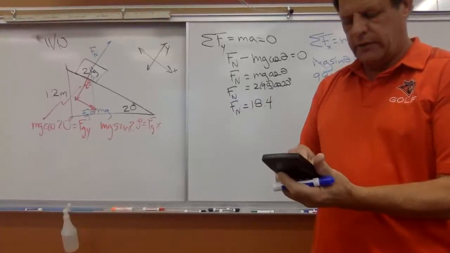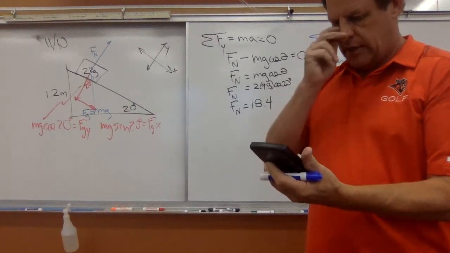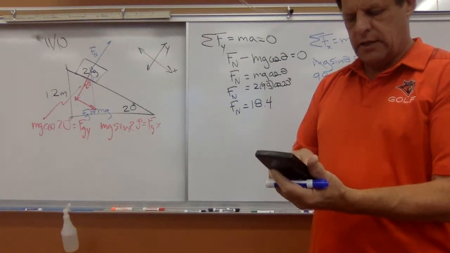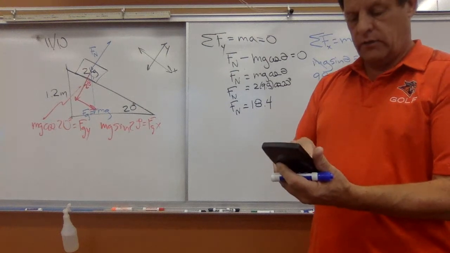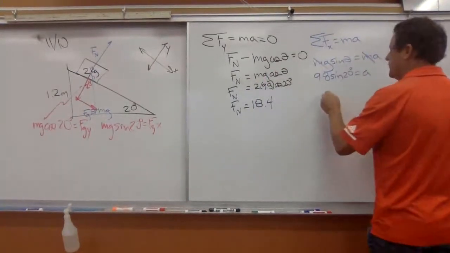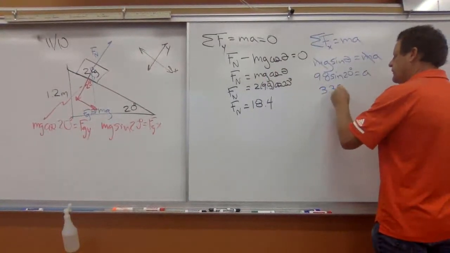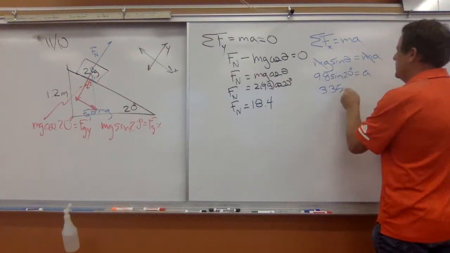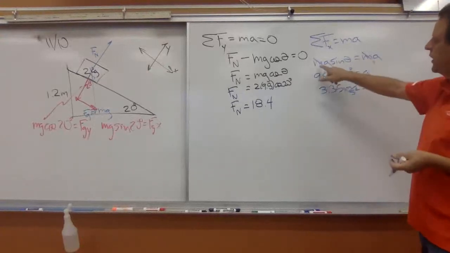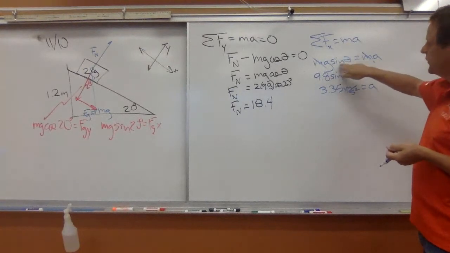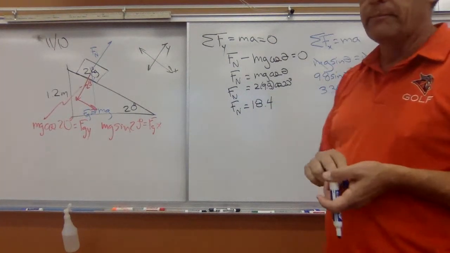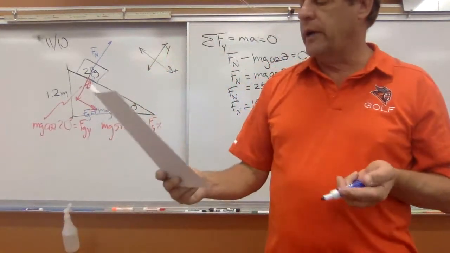And 9.8 sine 20 degrees, and that's 3.35. Let me double check that. 9.8 sine 20, 3.35. Okay, so we know our acceleration is 3.35 meters per second squared. Now, if you didn't cancel out those m's, you're going to have 19.6 sine of 20, then you would divide by 2, and it would still work out to be 3.35. All right, so that is the acceleration down the ramp.